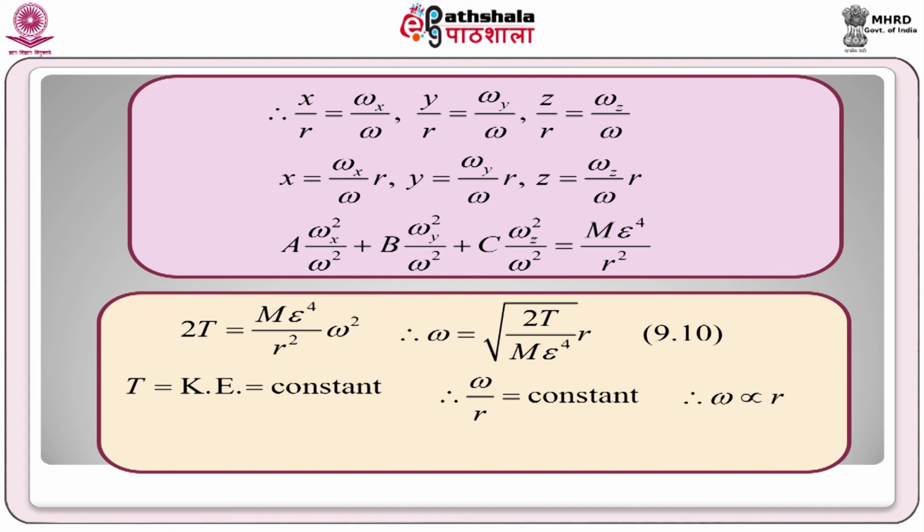But we know that kinetic energy T is constant, we have already proved it. So, ω divided by r is equal to a constant, because T is constant, capital M is constant, and ε is also constant. So, the square root of a constant quantity is also constant. One can conclude that ω is proportional to r.